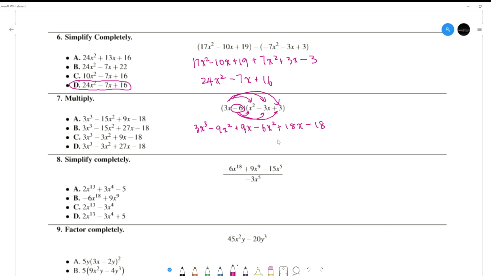Now you can combine like terms. So 3x cubed is the only term that has x cubed, minus 9x squared minus 6x squared. So that's minus 15x squared. And then plus 9x plus 18x gives me plus 27x. And lastly, minus 18. So this is minus 15x squared plus 27x minus 18. That's choice B.